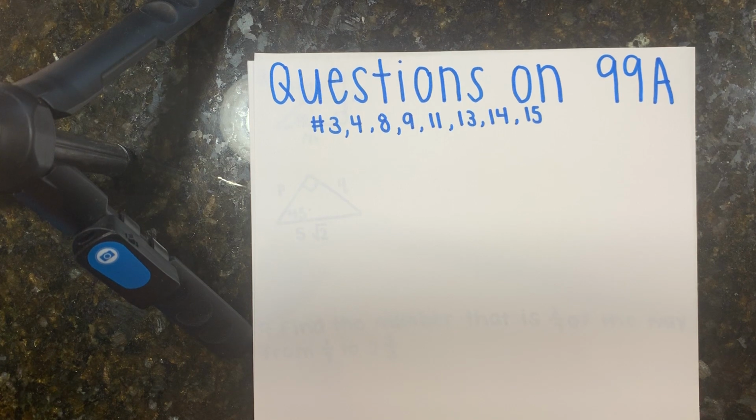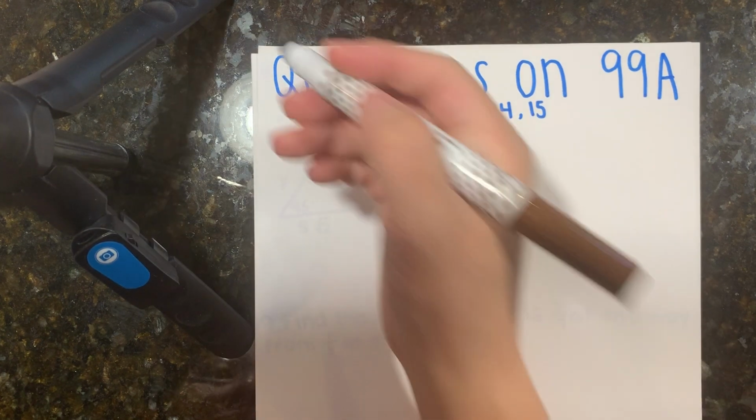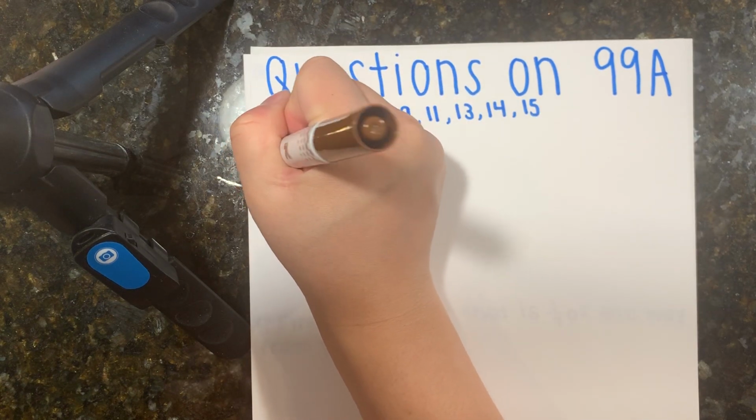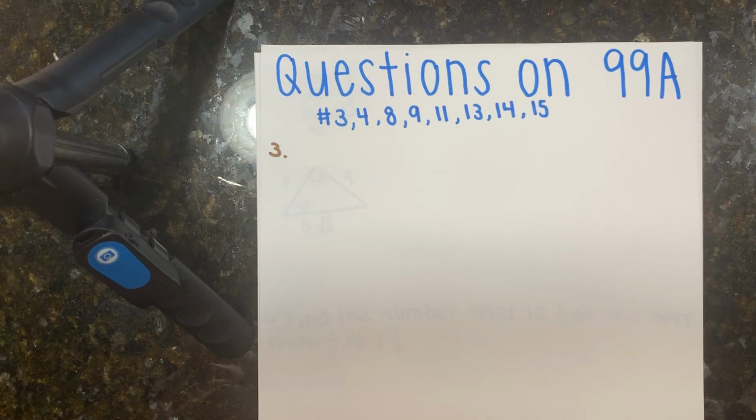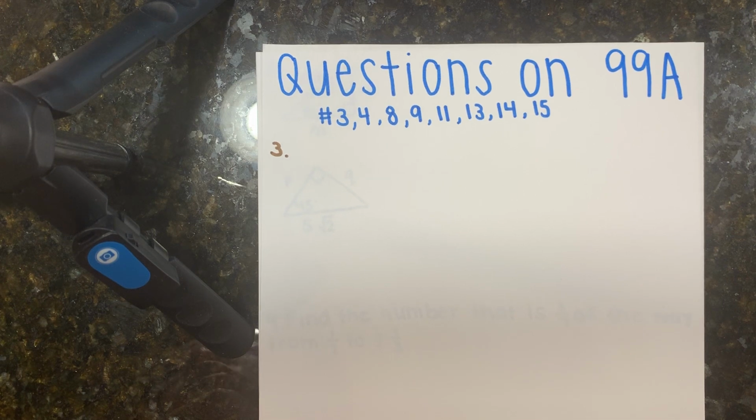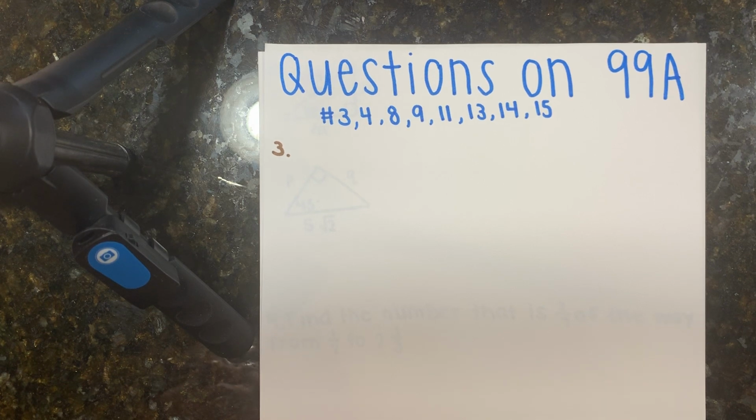So to start off for number 99A, the first problem we were going to look at is number 3. It says that the current in the river was 8 miles per hour. The boat could go 60 miles upstream in half the time that it took to go 280 miles downstream. How fast could the boat go in still water?